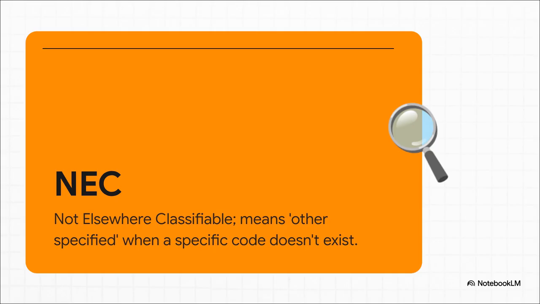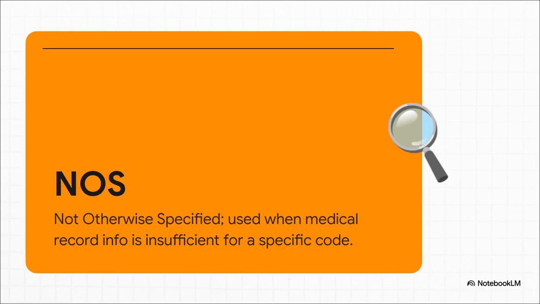It's basically telling the insurance company, hey, the doctor gave me great specific details, but the manual doesn't have a unique code for this yet, so we're putting it in this other category. On the flip side of that, we have NOS, or Not Otherwise Specified. Think of this as the equivalent of unspecified.